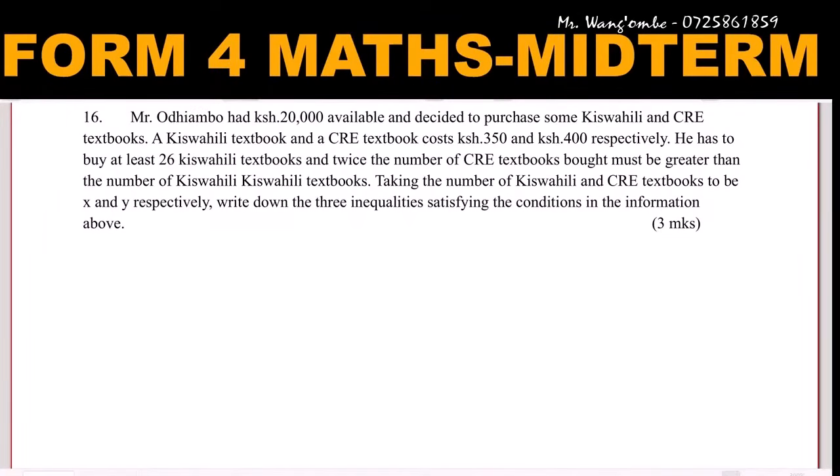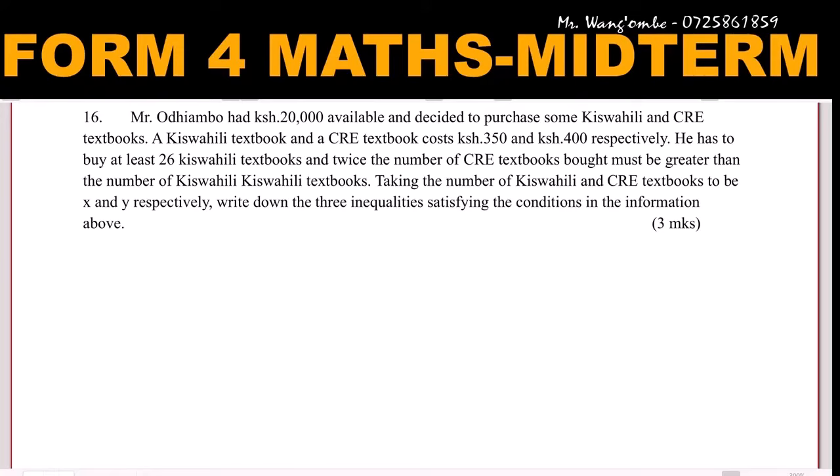Question 16. Mr. Odhiambo had 20,000 shillings available and decided to purchase some Kiswahili and CRE textbooks. A Kiswahili textbook and a CRE textbook cost 350 and 400 shillings respectively. He has to buy at least 26 Kiswahili textbooks, and twice the number of CRE textbooks bought must be greater than the number of Kiswahili textbooks. Taking the number of Kiswahili and CRE textbooks to be X and Y respectively, write down three inequalities satisfying the conditions in the information above.